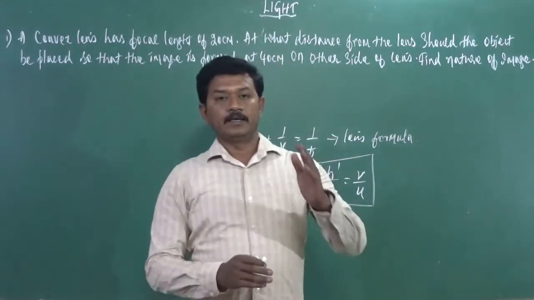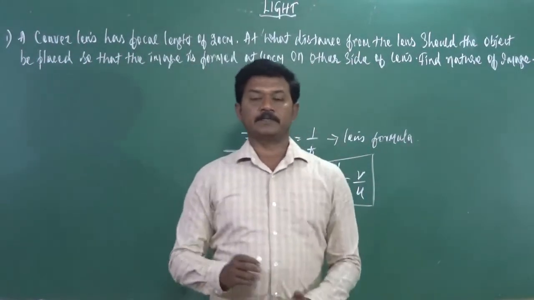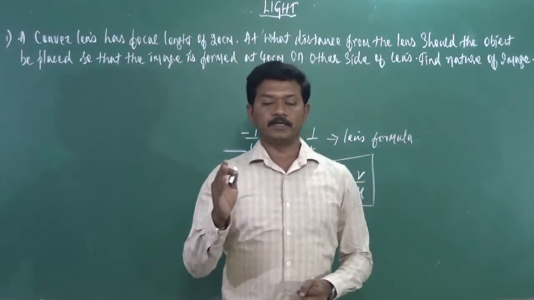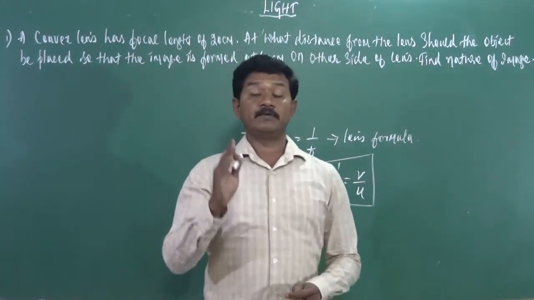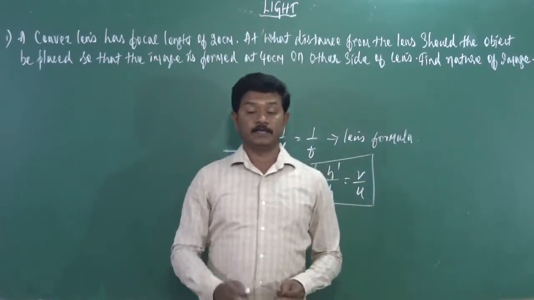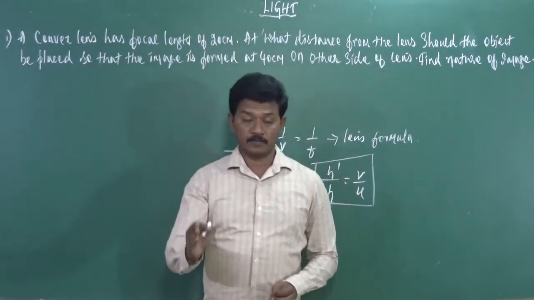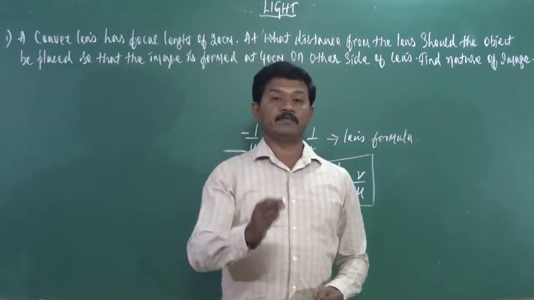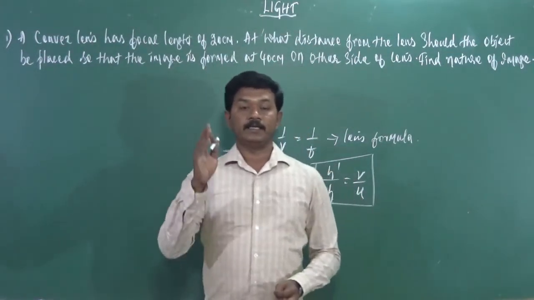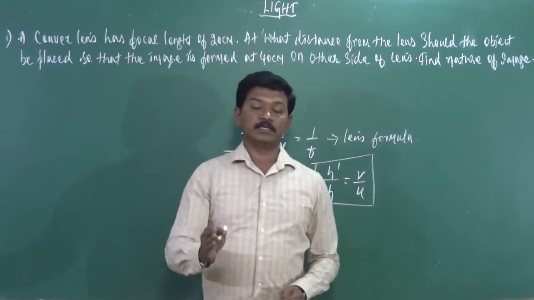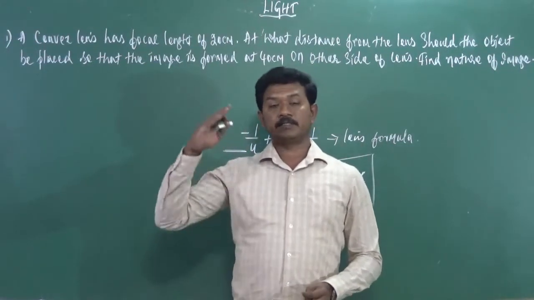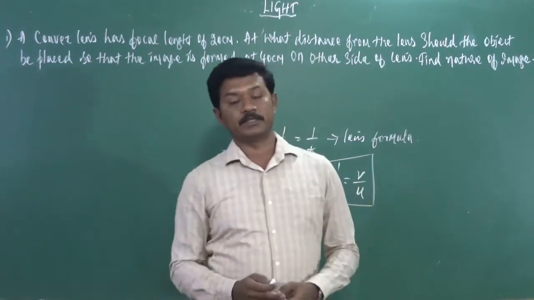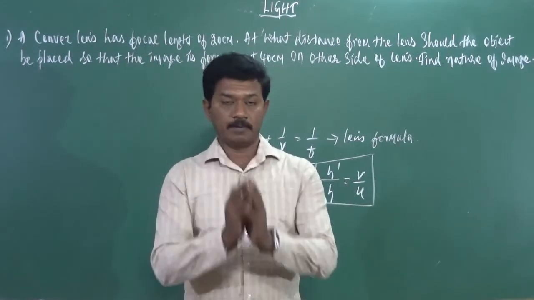Please remember, once again I will repeat. In case of a convex lens, if the image is real and inverted, then the magnification is negative. In the case of convex lens, if the image is virtual and erect, then the magnification is positive. In case of concave lens, the images are always virtual and erect, therefore the magnification is positive, right? This is one part of that.